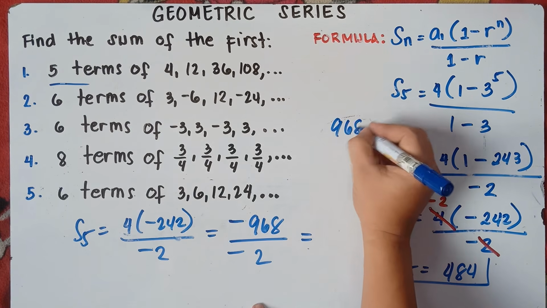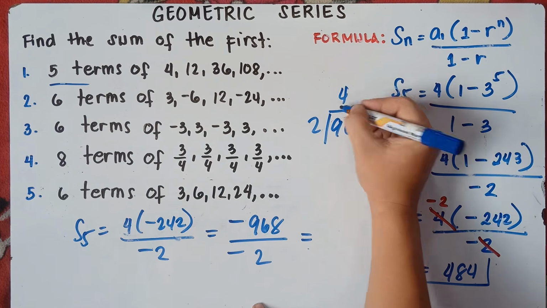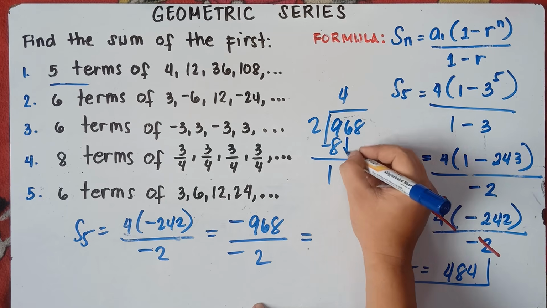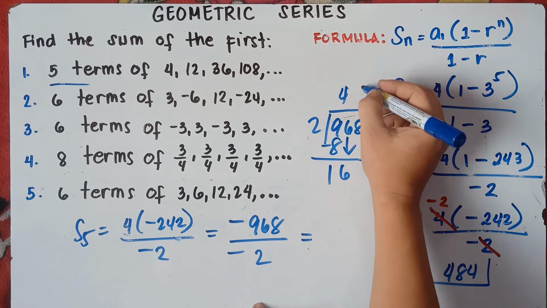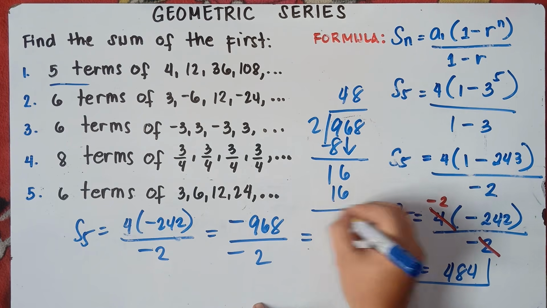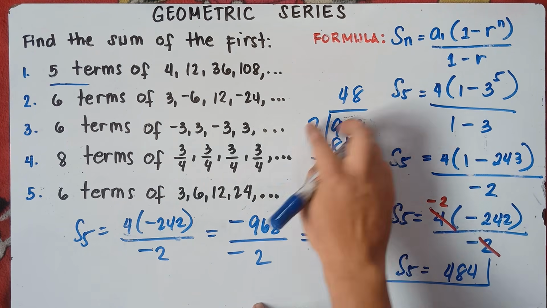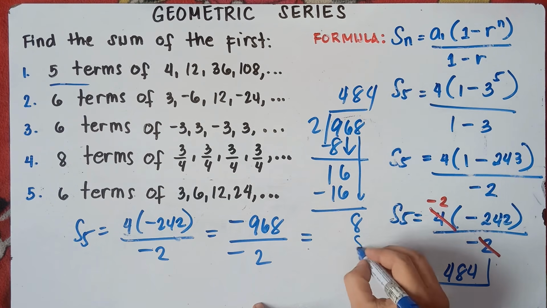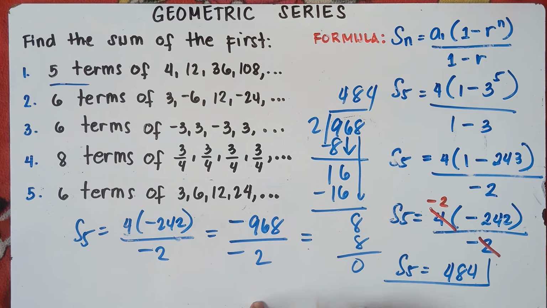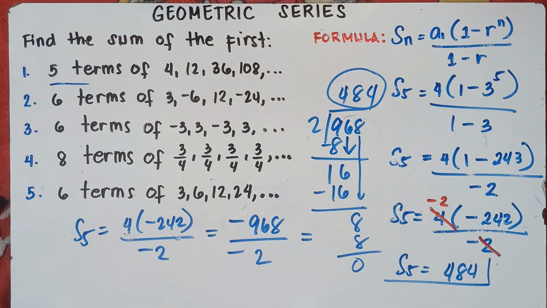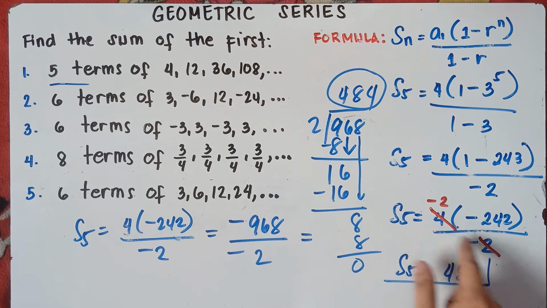So 968 divided by 2. So this will be 4. 4 times 2 is 8. Subtract. 9 minus 8 is 1. Bring down 6. 16 divided by 2 is 8. 8 times 2 is 16. Subtract, 0. Bring down 8. 8 divided by 2 is 4. 4 times 2 is 8. Then 0. So this is positive because negative divided by negative is positive. So the answer is 484. You will get the same answer, class. But for me, it's easier if you just divide 4 divided by negative 2.